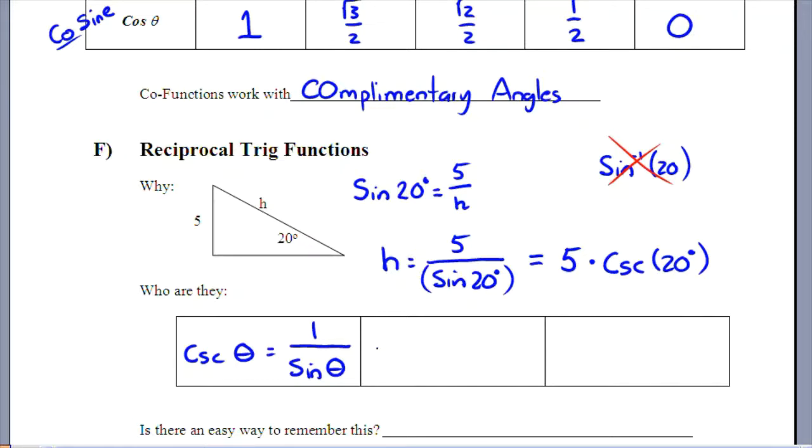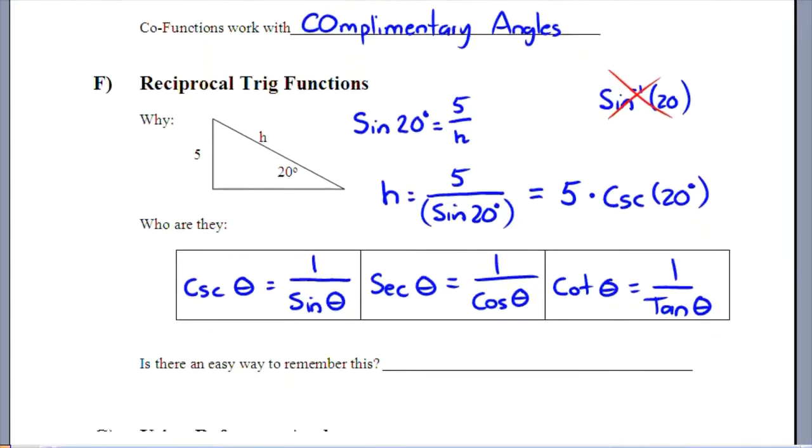There's one for cosine as well, and it's called secant. So the secant of an angle is just 1 divided by cosine, should you ever need to find that. And the third one is cotangent. The cotangent of an angle is 1 over tangent of an angle.